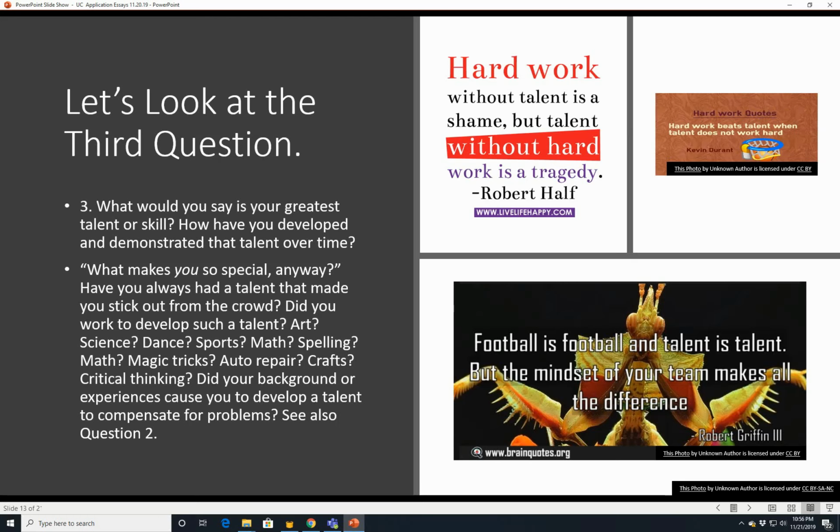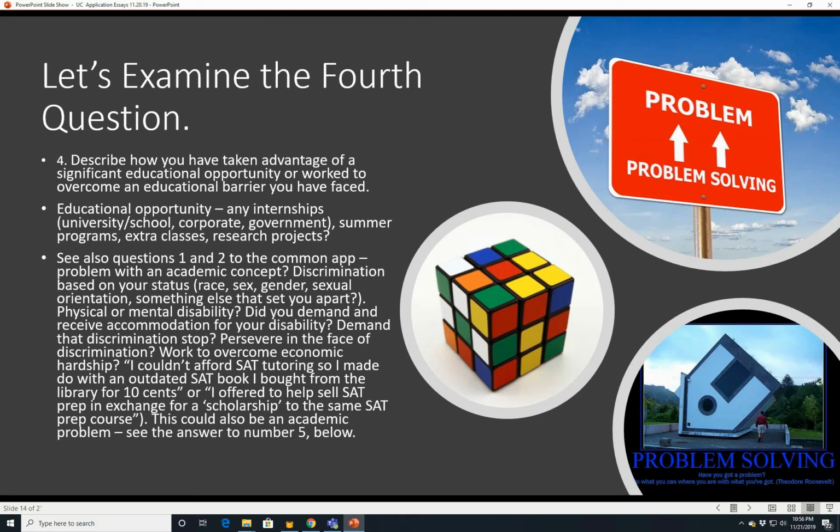Theater, well, you're at the theater all the time that you're not at school or not at home sleeping. Okay, so you get the idea with that. So let's examine the fourth question.